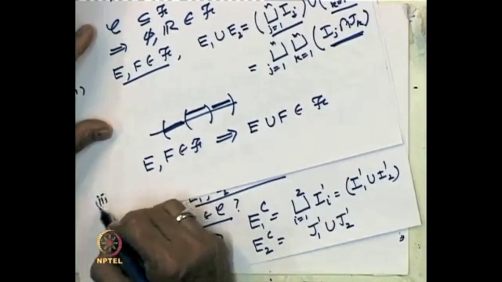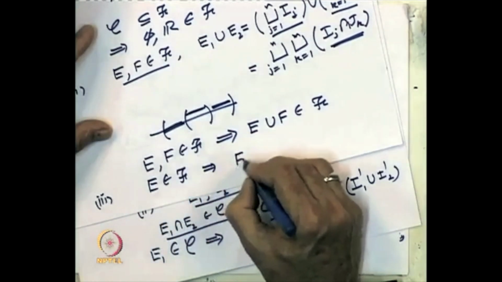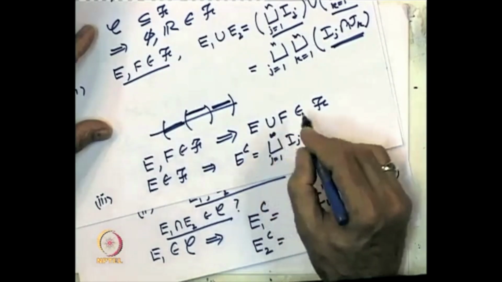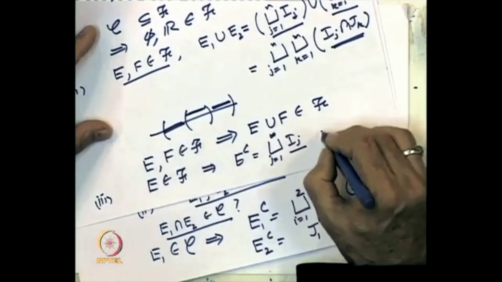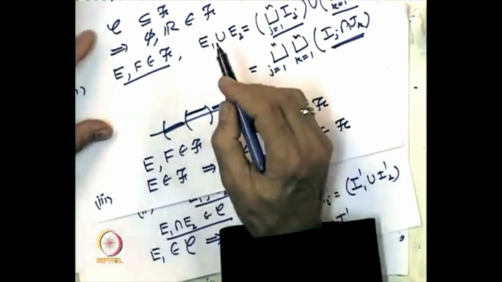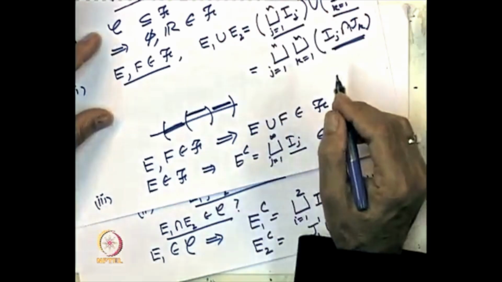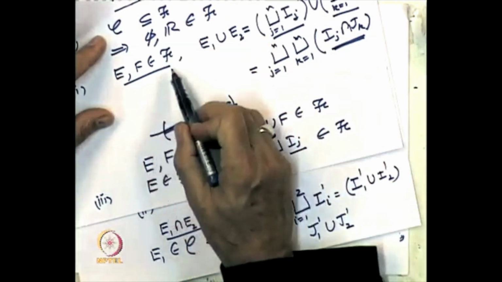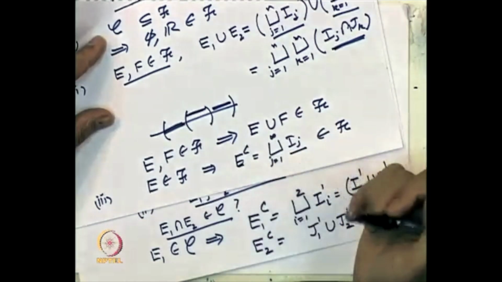And let us write finally that if E belongs to the collection, then by definition E complement is a disjoint union of intervals, and each I_j is an interval, so it belongs to the collection, and just now we proved it is closed under unions, so this also belongs to it. So the collection of sets of the real line which are finite disjoint unions of intervals has the property that if E and F belong to it, then it is closed under unions and also closed under complements.